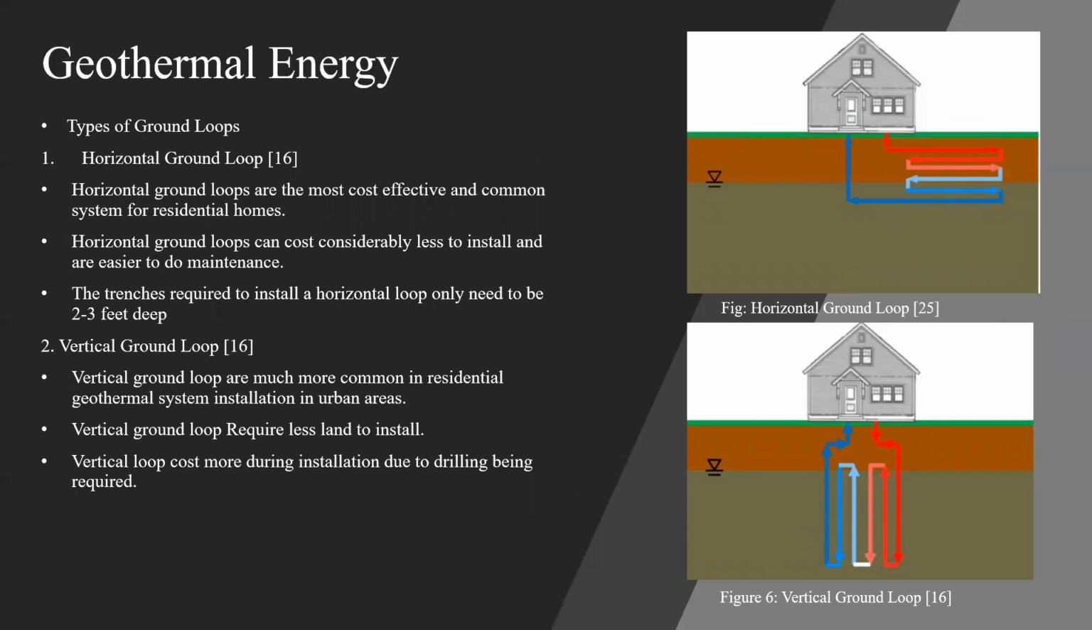So there are two different types of geothermal energy. The first one is the horizontal ground loop. These types of systems are mostly used in residential areas. It also requires a lot of space and it's cost effective, and the trenches need to be only 2 to 3 feet deep. The next system is the vertical ground loop. It's mostly used in urban areas because it requires less space, but it can be very costly because it requires a lot of drilling.